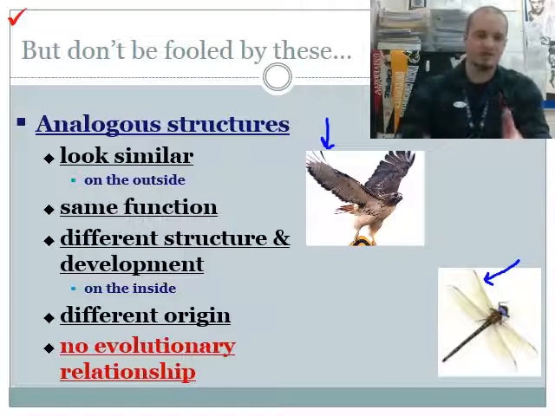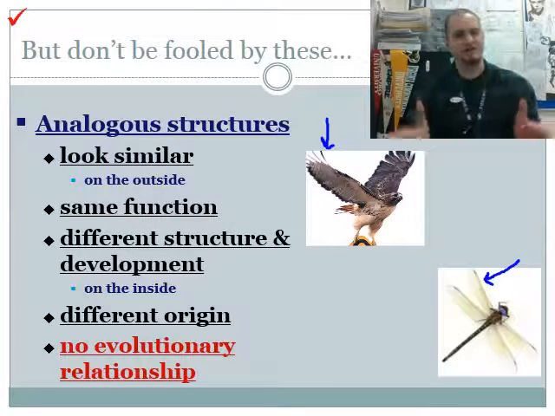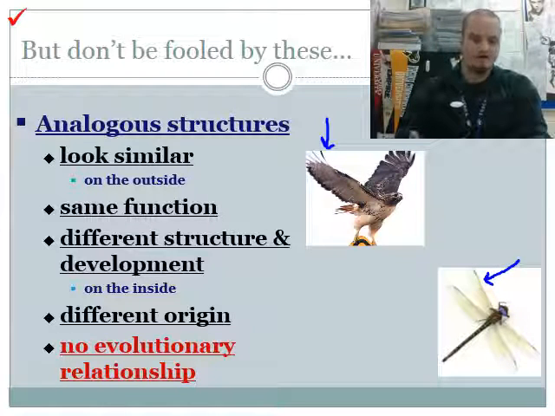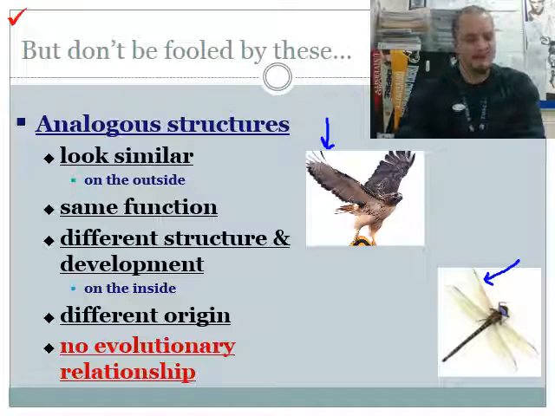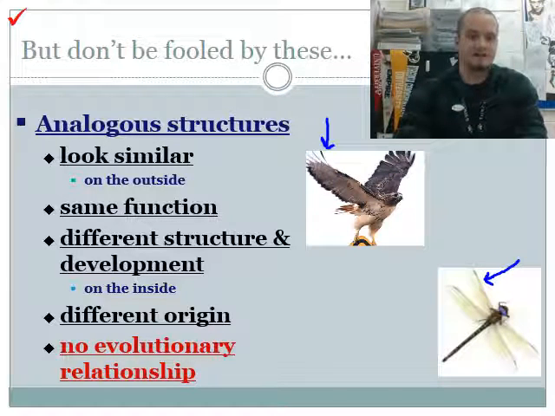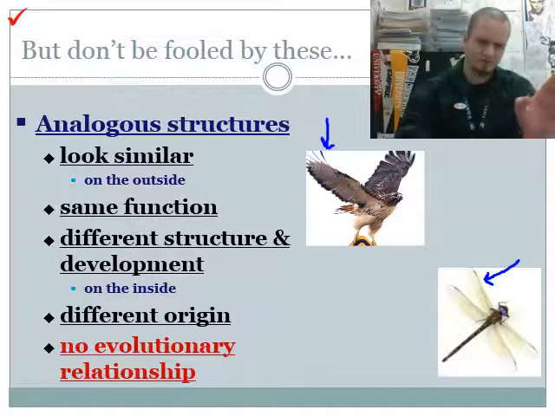So if we look at this, think of the inside. The inside of a hawk's wing is going to have bone and muscle. Whereas the dragonfly is going to have more exoskeleton, more chitinous bits. So different structure, but the same function is analogous, and that shows no evolutionary relationship.